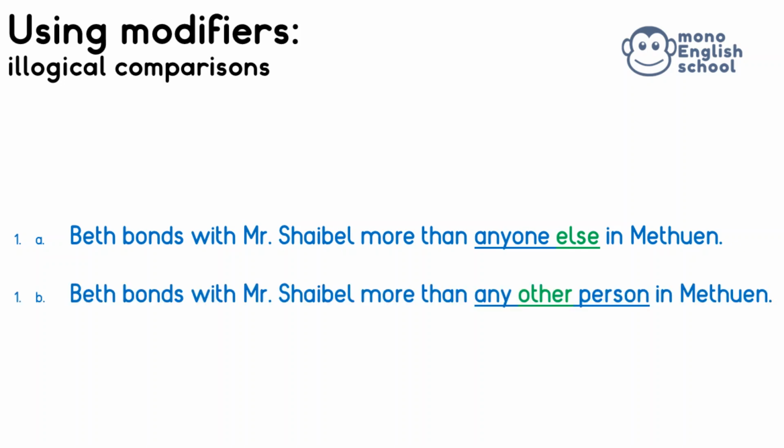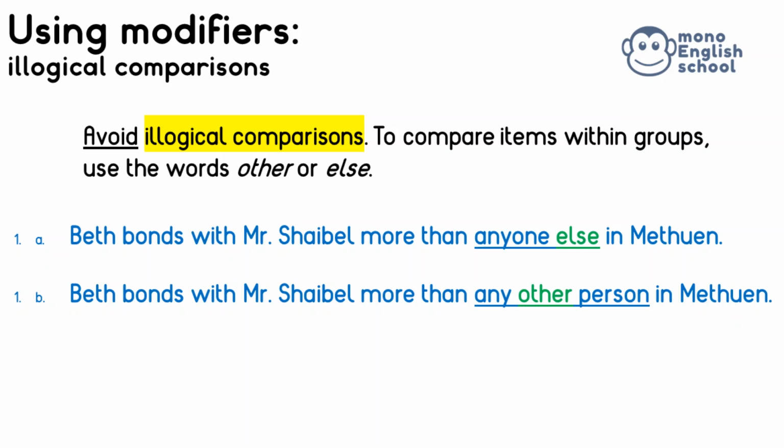The second way is to use the word other. To do this, we can revise the sentence to Beth bonds with Mr. Scheibel more than any other person in Methuen. These two revised sentences clearly show that Beth's relationship with Mr. Scheibel is being compared to her relationships with all of the other people within Methuen. So we can avoid illogical comparisons by using the words other or else to compare items within a group.